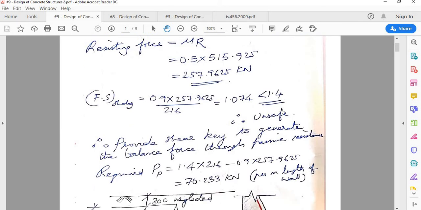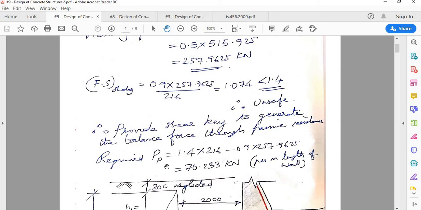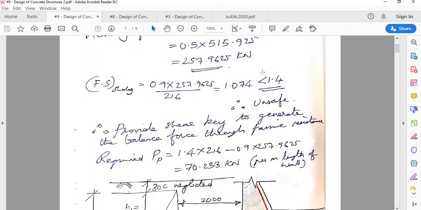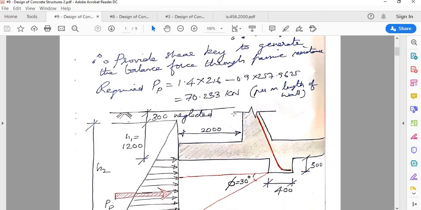So using our usual procedure, you provide a shear key. First you want to calculate how much passive resistance is required. So what we do is we take this equation, but this time you take 1.4 as the factor of safety. So 1.4 into 1216 minus this numerator will be the balanced passive pressure that you require to be added to make it safe. So that is what is calculated here.